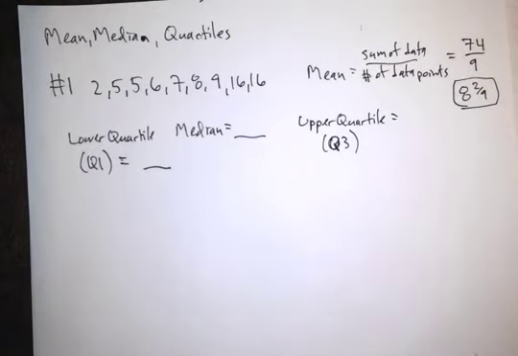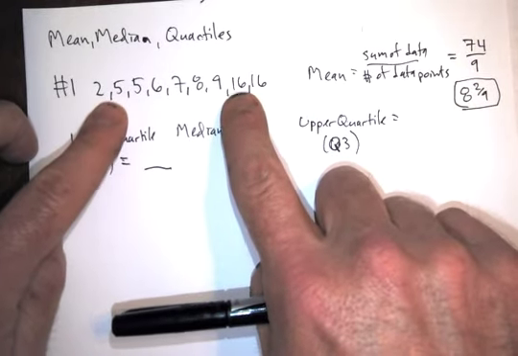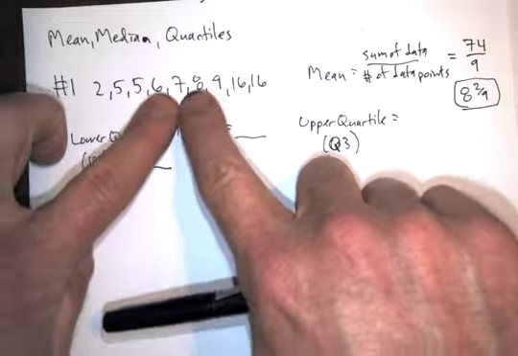Okay, the median is the middle. If we count it towards the middle, starting on the end. So I'll just count in 1, 2, 3, 4. The middle is right at 7.